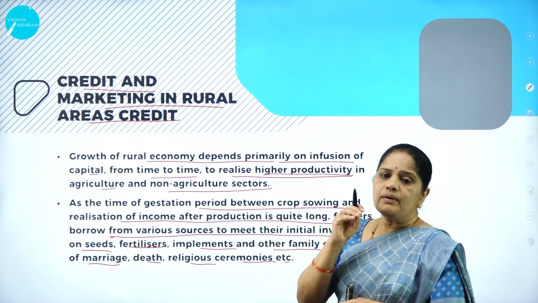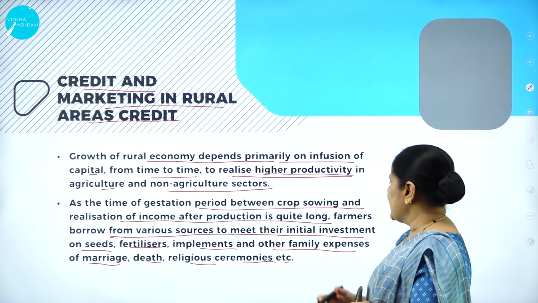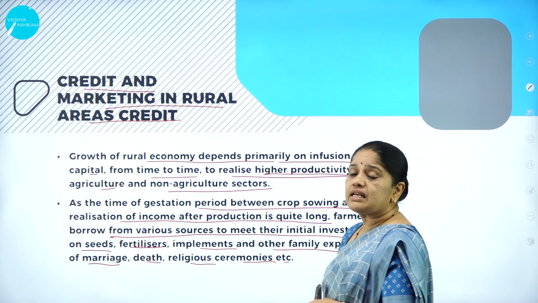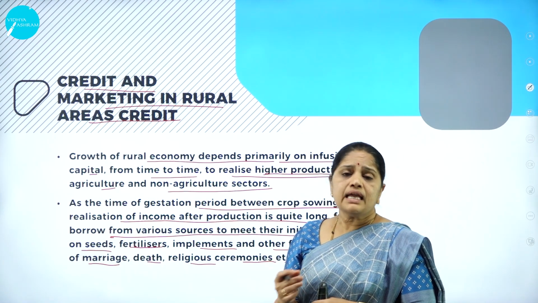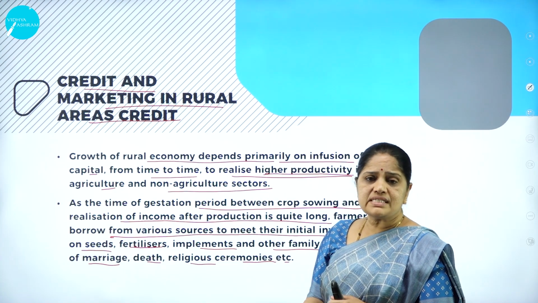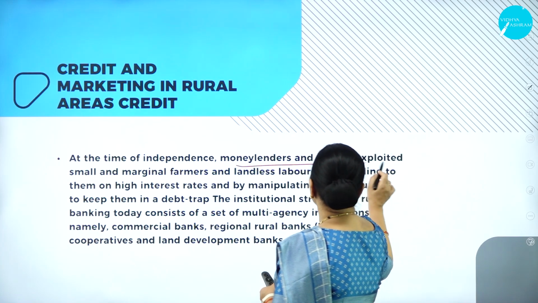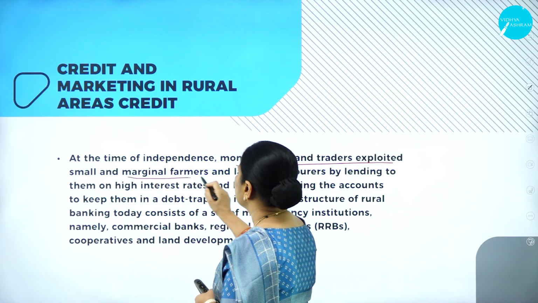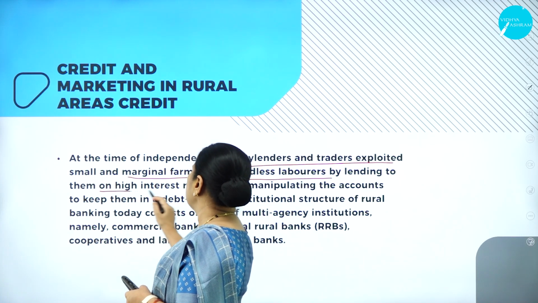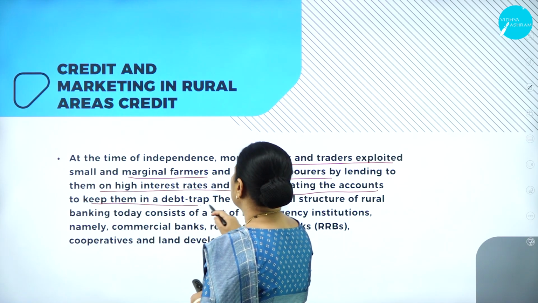So, in between, he has to borrow from various other sources for the initial investment. Even for plowing the field, purchasing the seeds, fertilizers, implements, and other family expenses like marriage, death, and religious ceremonies, he keeps on borrowing, and literally the Indian farmer is always in debt. Then, at the time of independence, moneylenders and traders exploited small and marginal farmers and landless laborers by lending to them at high interest rates and by manipulating the accounts to keep them in the debt trap.